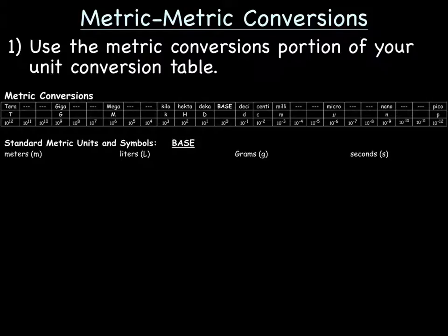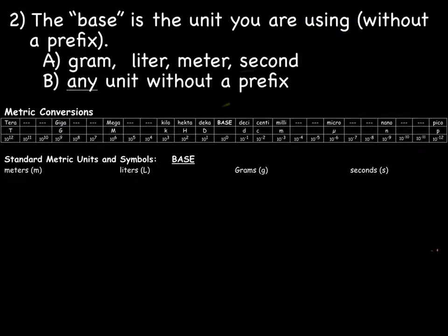And now, metric conversions. To do metric conversions, you can use the metric conversion portion of your unit conversion table. So on the back of your orbital diagram handout, you will find a whole bunch of numbers. The top part is titled Metric Conversions, and that is going to be your metric conversion table. If you don't have that out, hit pause, go grab it so we can move forward.